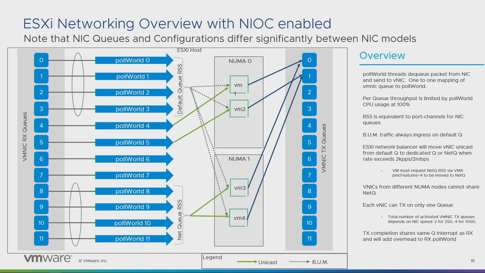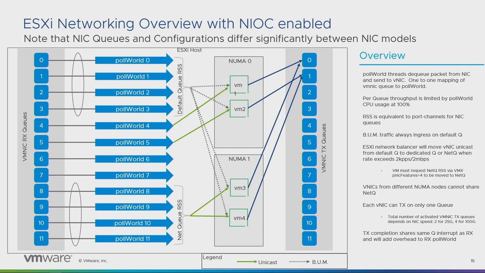Now, how is this used? When your VM first boots up, it has no traffic on it yet, so all of the traffic for that VM will be going over the default queue. Now, in some NICs, the default queue is a single queue. In this picture, I've drawn the default queue as an RSS queue. So your traffic to those VMs will be hashed over the RSS bundle, which is 4 queues in this case.